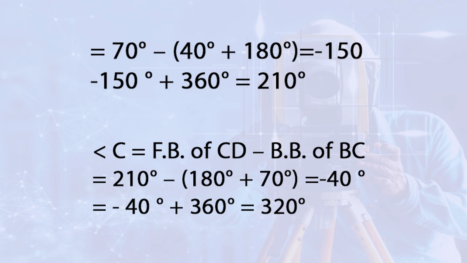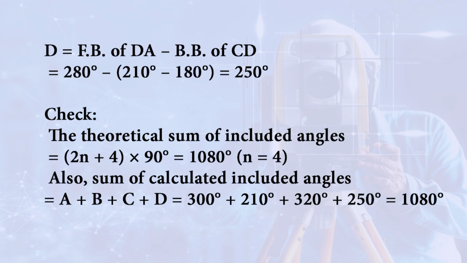It will result in 320 degree. So, the included angle will be 320 degree. Lastly, the included angle D can be calculated as forebearing of DA minus back bearing of CD. Since forebearing of DA is 280 degree, we can calculate back bearing of CD, as forebearing of CD is given as 210 degree. Since it is greater than 180 degree, we will subtract 180 degree from it and find the back bearing of CD.